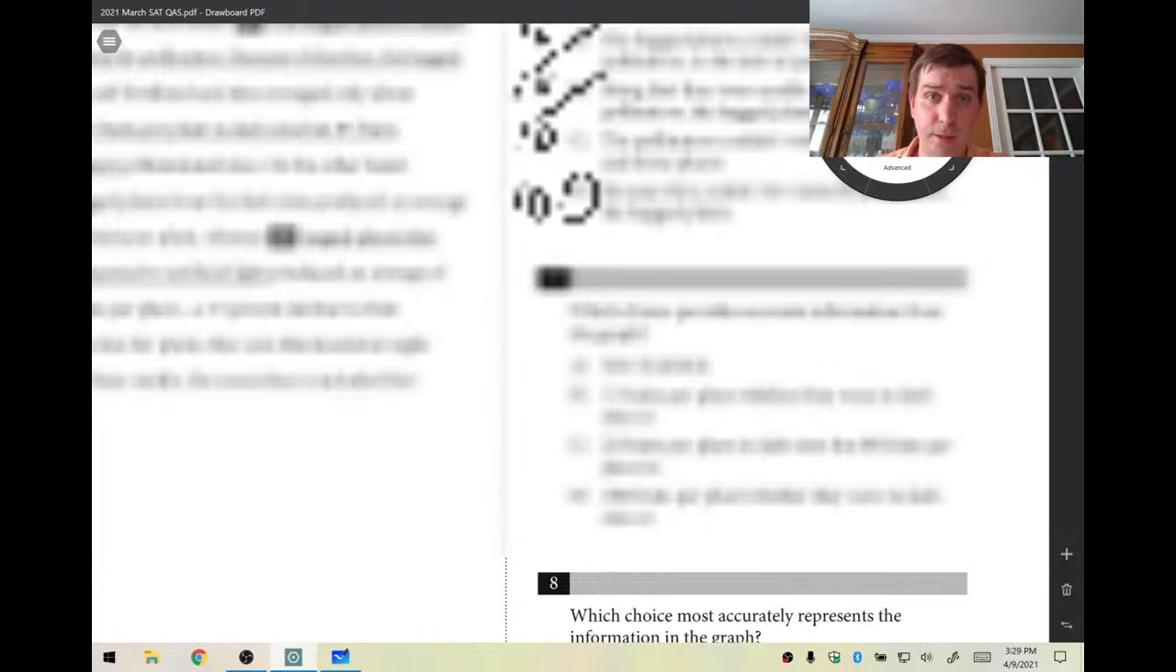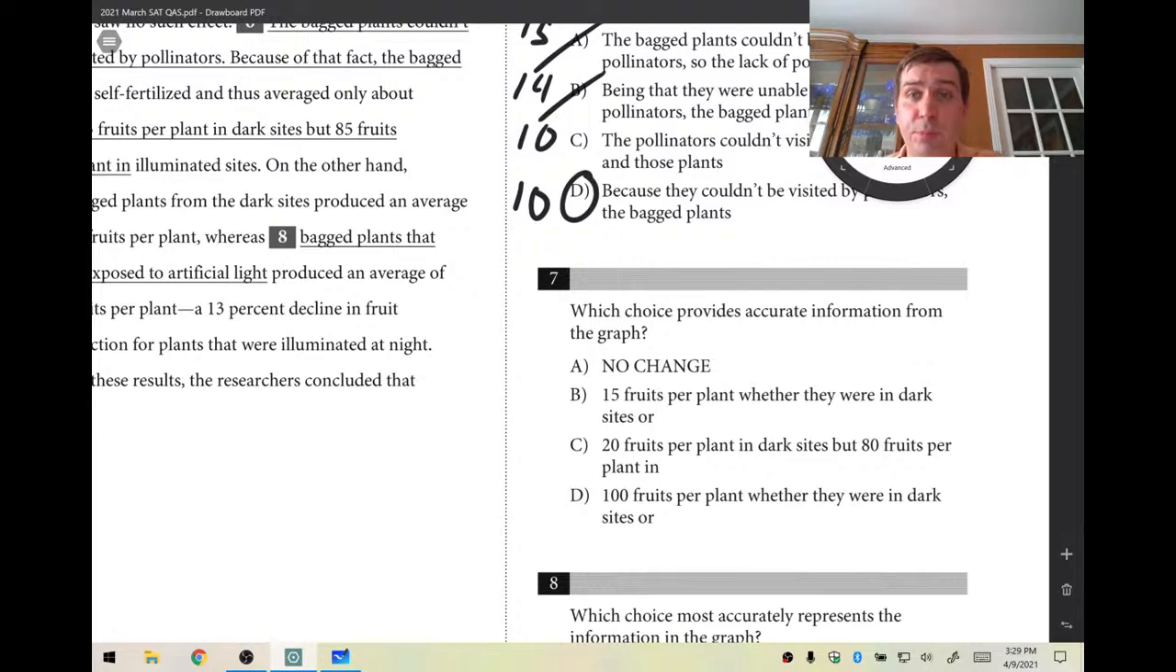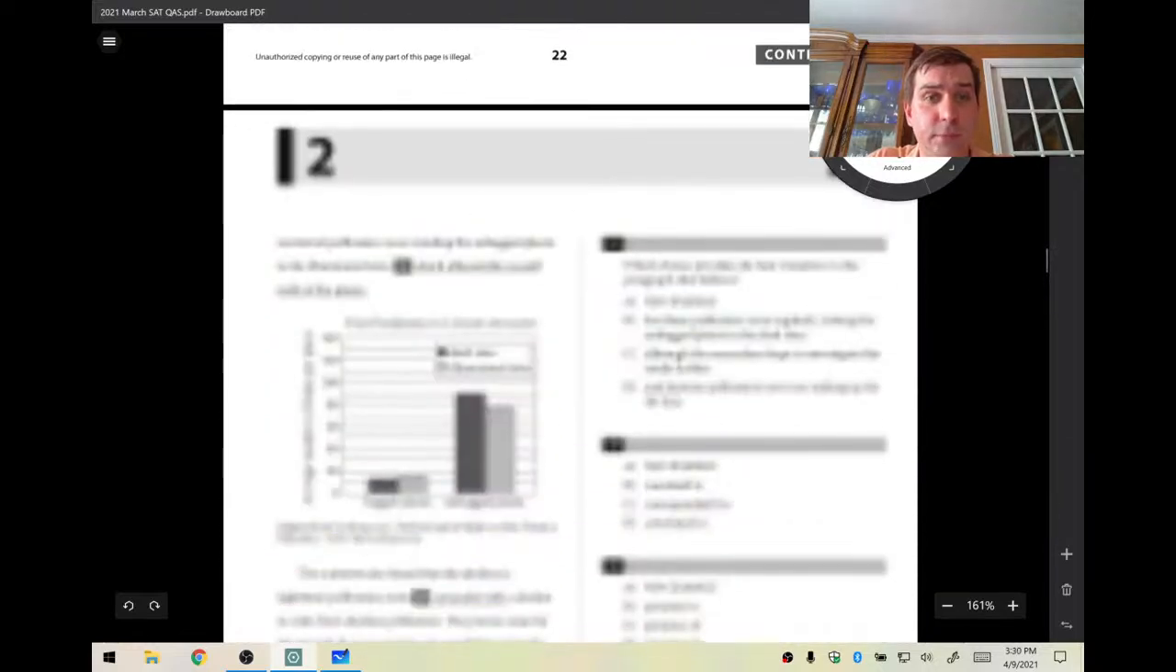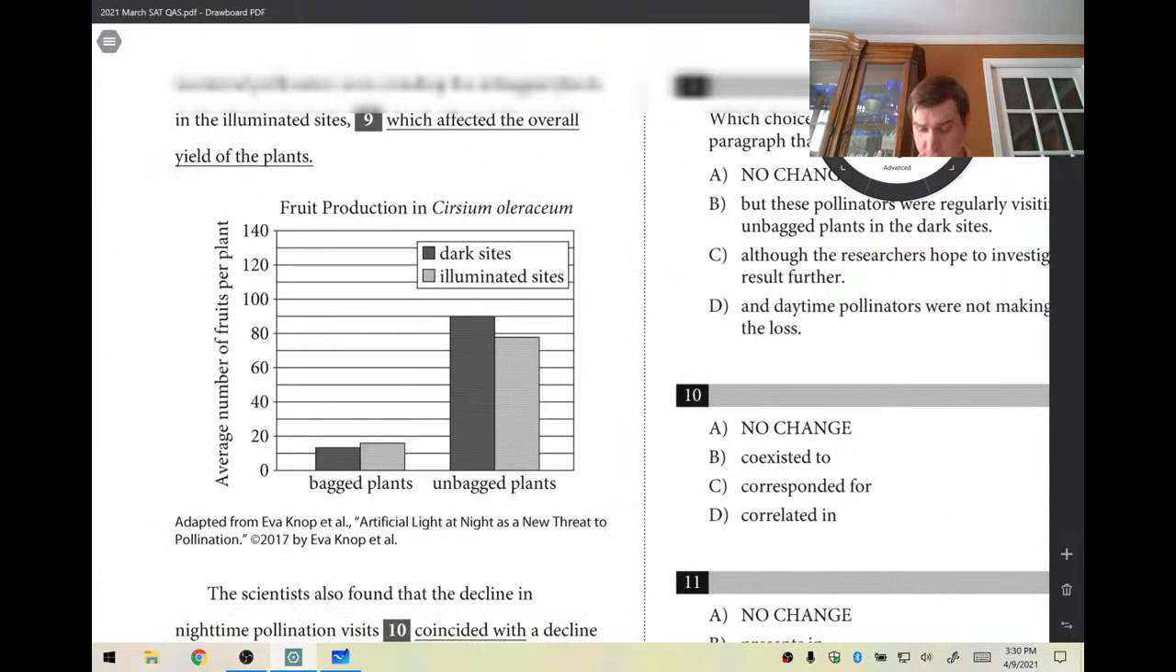Let's look at 7. Okay. Let's see as it focuses here. Which choice provides accurate information from the graph? So I'm going to find this graph. Here's our graph. Give it a second to load up. All right, so it says, which choice accurately represents the information from the graph?